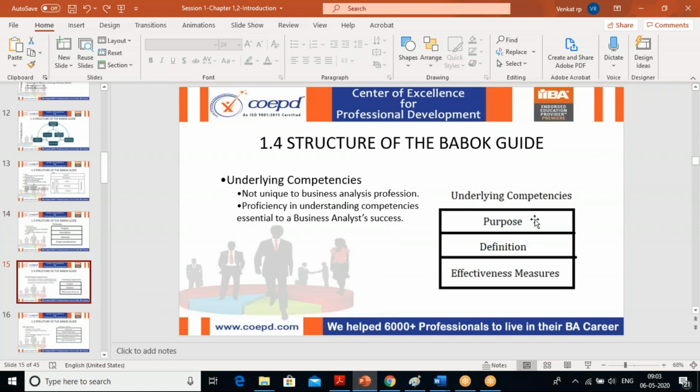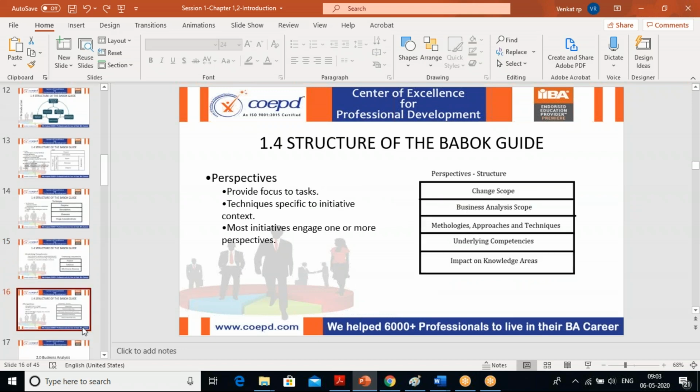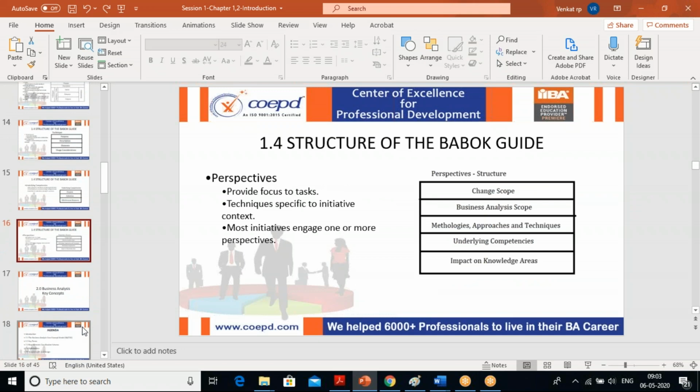And then we have underlying competencies. Underlying competencies will have purpose, definition, effective measures. And then we have perspectives. Perspectives means, when we are discussing a particular perspective, we have the change scope, business analysis scope, methodologies, approaches and techniques, and underlying competencies and impact on knowledge areas.